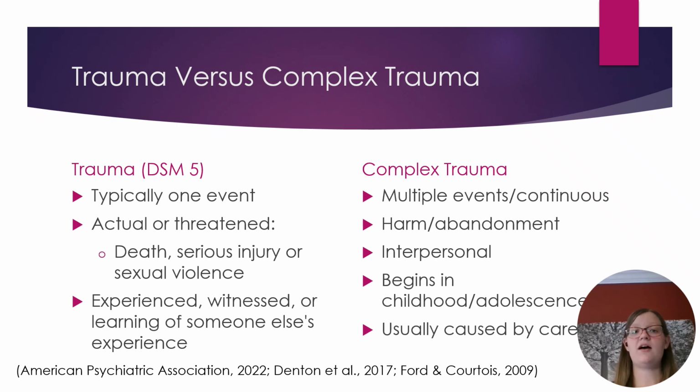In contrast, complex trauma involves multiple events or continuous events. So this could be a child having both physical and sexual abuse, or it could be an ongoing source of trauma like neglect, which isn't really isolated to just one time. Furthermore, this complex trauma involves harm or abandonment, and it is typically interpersonal, meaning that the source of trauma occurs within a relationship. It also typically begins in childhood or adolescence.